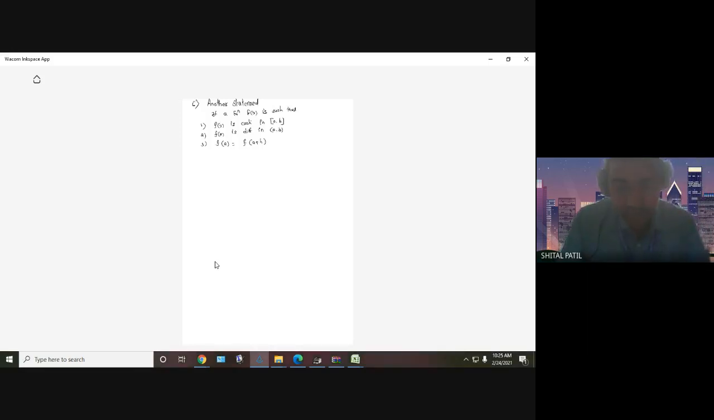h is the increment in x. f of a equal to f of a plus h. Then there exists at least one real number theta such that f dash of a plus theta h equal to 0, where theta should be between 0 to 1. Examples.